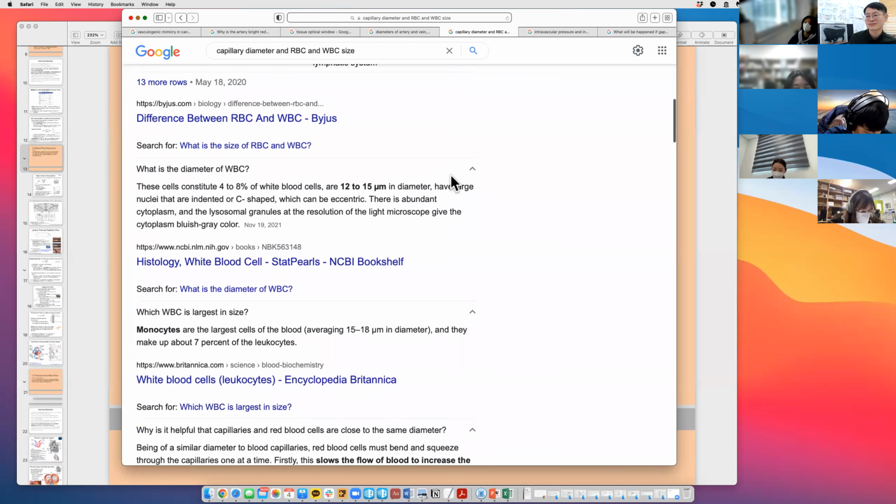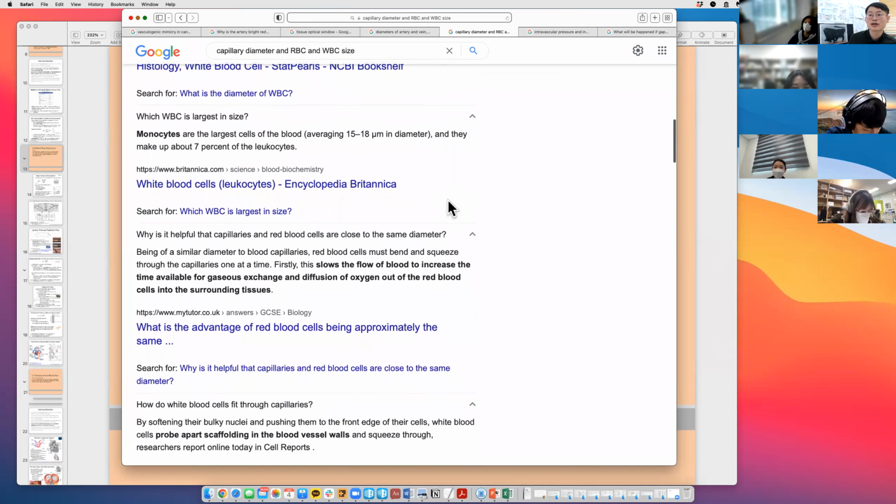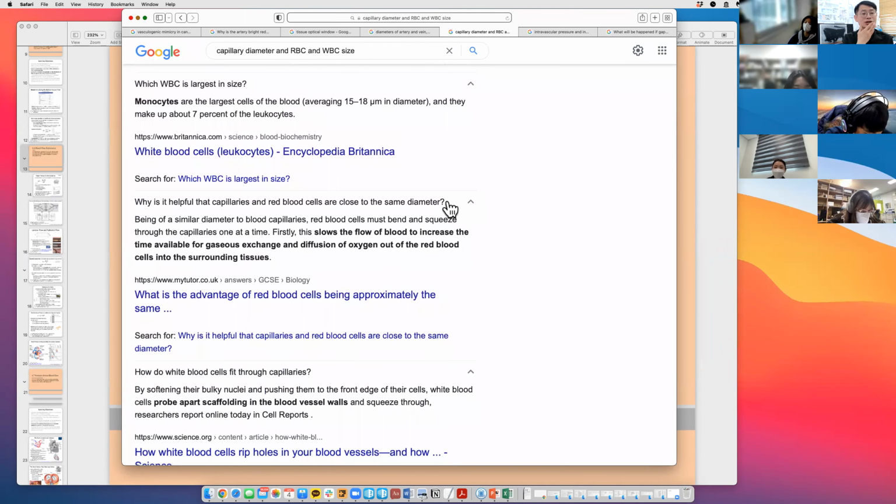Okay. And then one thing, so Youngmin's question is a little general, in that he said white blood cells are 12 to 17 micron.